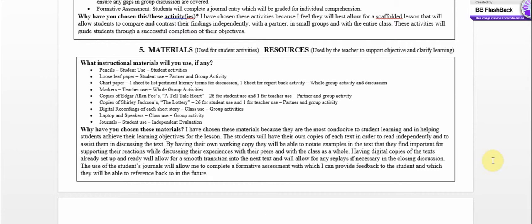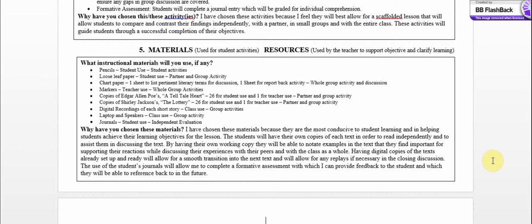Chart paper, one sheet, will be used at the beginning of class during the whole class discussion to introduce the lesson, in which we will list pertinent literary terms that they can use during their discussion. Also, one sheet will be needed for the report back activity. And since we will have two report back activities, I intend to divide that sheet, just put a line through the middle and do the first report back session on the top portion of the sheet and the second report back session on the bottom portion.